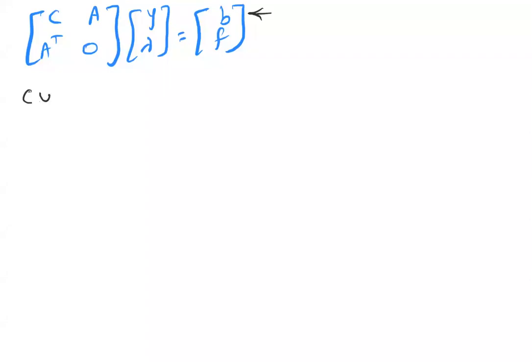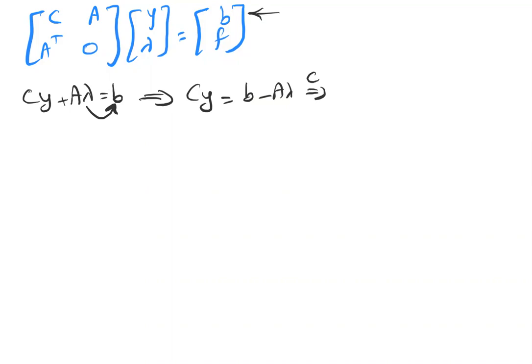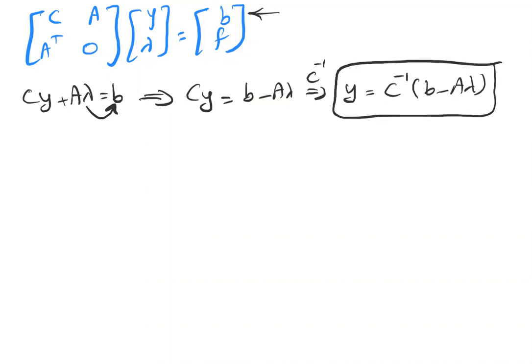We have Cy plus A lambda is equal to b. Then we bring this to the other side. We have Cy is equal to b minus A lambda. We multiply this by C inverse from the left side. So we have y is equal to C inverse times b minus A lambda. So we have y in terms of lambda or our Lagrange multipliers. Now we are going to replace this in the second equation, which is A transpose y is equal to f.